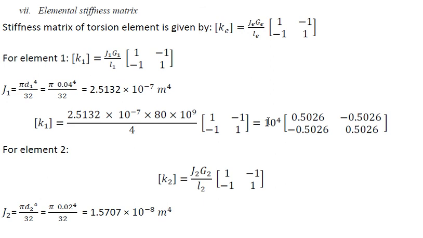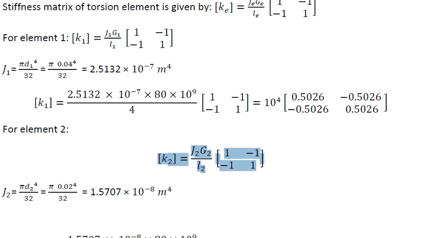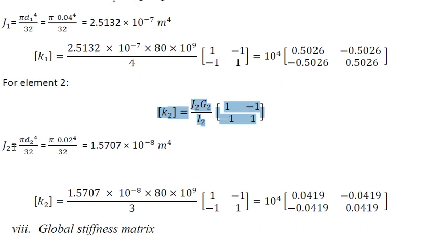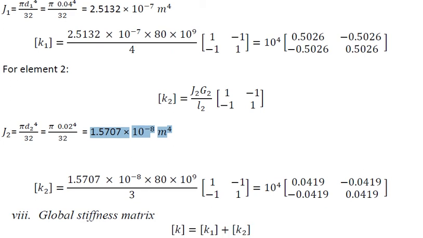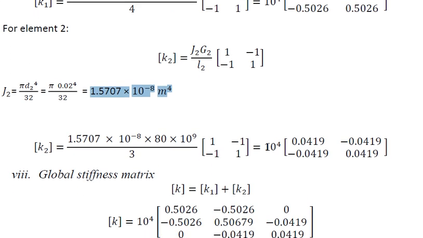So after replacing, we have to retain the common term outside, and inside we have to keep easy terms. Similarly, for element 2, we have to write the stiffness matrix. Before that, we have to find J2. Since D2 is 20 millimeter, after substituting, we will get J2 like this. And substituting J2 and G2 in the elemental stiffness matrix, the same 10 power 4 should be retained. We will get the stiffness matrix like this.